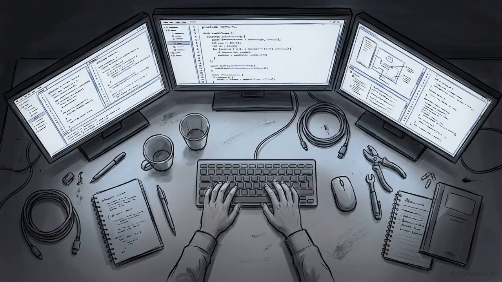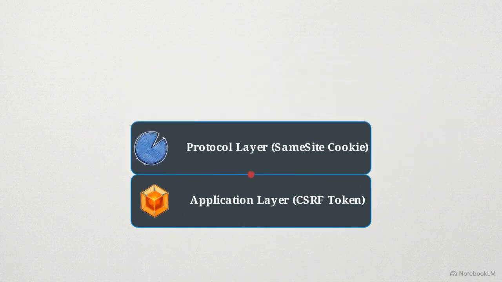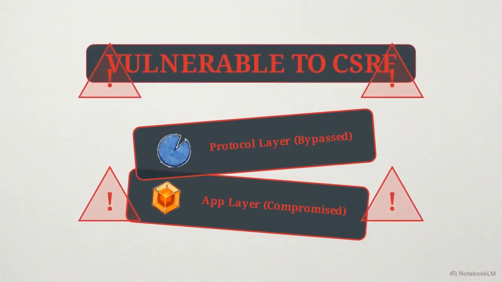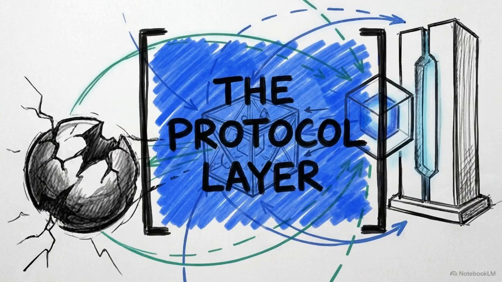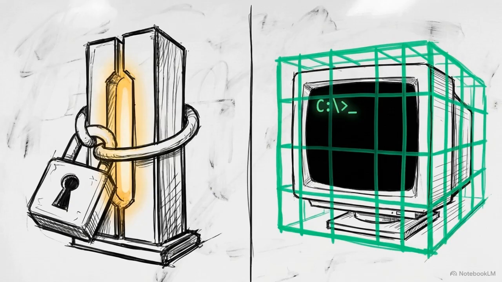These mitigations require constant vigilance. A single misconfiguration, such as an overly permissive CORS policy, can effectively dismantle these defenses and leave the application exposed. The primary recommendation is to move protection as close to the protocol as possible. Every session cookie should be configured with strict attributes to enforce the browser's own security boundaries. Application layer tokens remain necessary to protect sensitive actions and to provide a fallback for legacy browser environments.